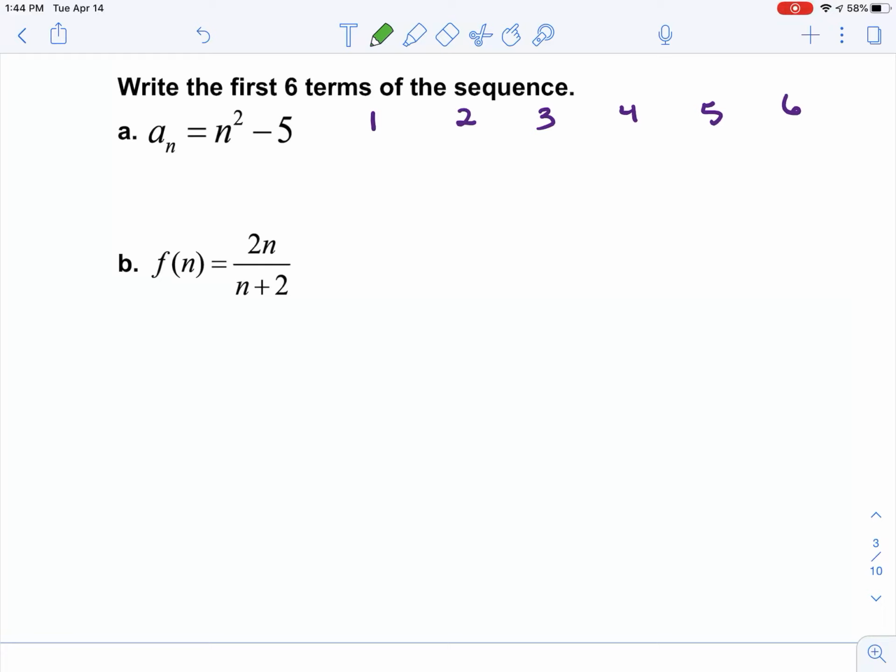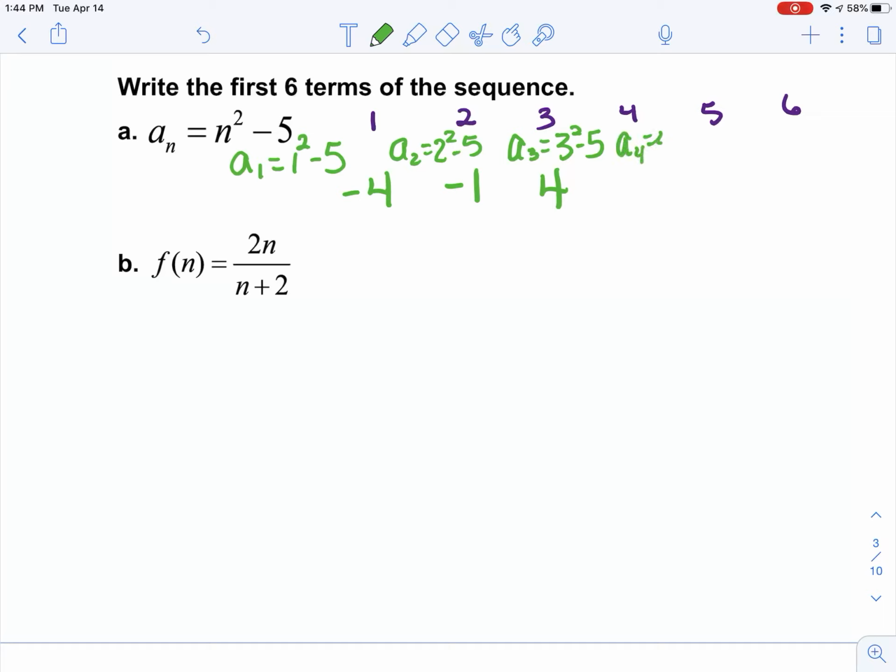Alrighty, so to find the first term, I'm looking at a sub 1 equals 1 squared minus 5. 1 squared is 1, 1 minus 5, so I have negative 4 for my first term. To get my second term, I'm going to look at a sub 2 equals 2 squared minus 5. 2 squared is 4, minus 5 is negative 1. My third term, a sub 3, is going to be 3 squared minus 5. 3 squared is 9. 9 minus 5 is 4.